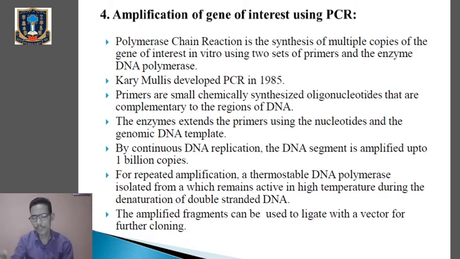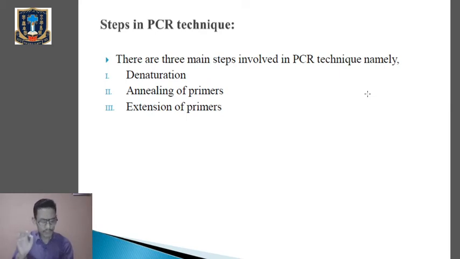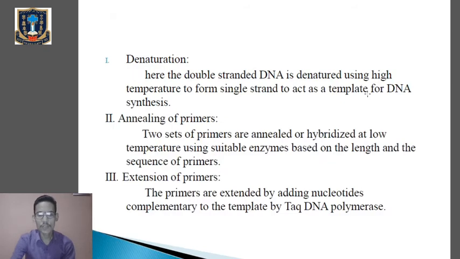Okay, so now we are going to talk about the steps used in the process of PCR for the multiplication of the segment of DNA having the gene of interest. Mainly there are three steps in the process of PCR. The first one is denaturation, the second one is annealing of primer, and the third one is extension of primer. So what is denaturation? Remember, my dear, that DNA is a double-stranded molecule. Denaturation means the double-stranded DNA has to be converted into single-stranded DNA.